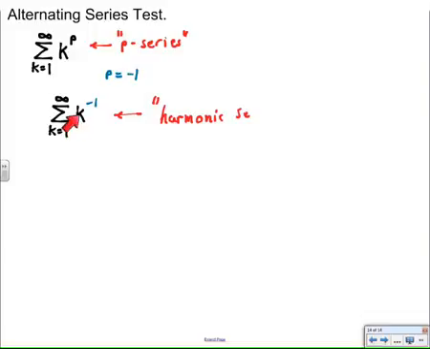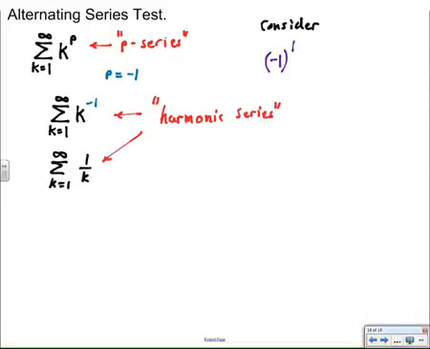A specific kind of p-series is the harmonic series. The harmonic series is 1 over k, 1 over x, 1 over n, or k to the negative 1, and so forth. Harmonic series, and then we have this.